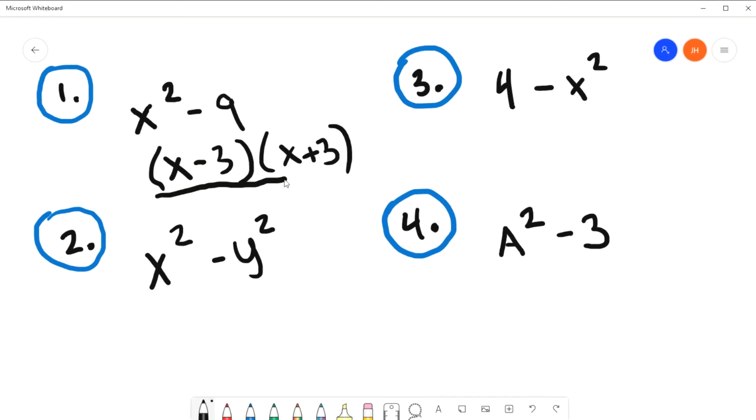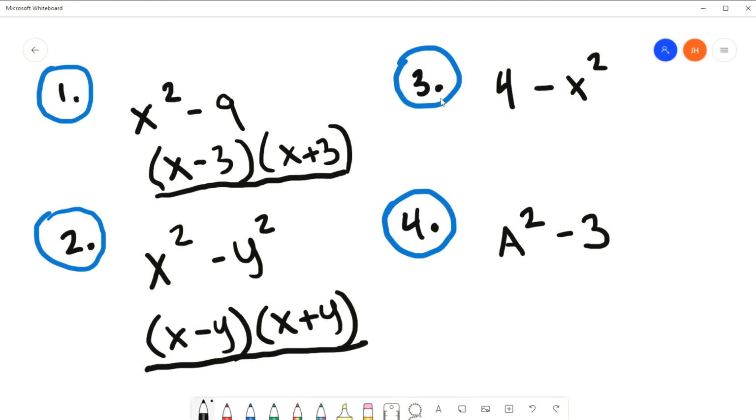Cool. The second one, hey, you don't always have to have numbers for your difference of squares to work. So if I have 2 variables that are squared and subtracting each other, I can still factor that into x minus y times x plus y.